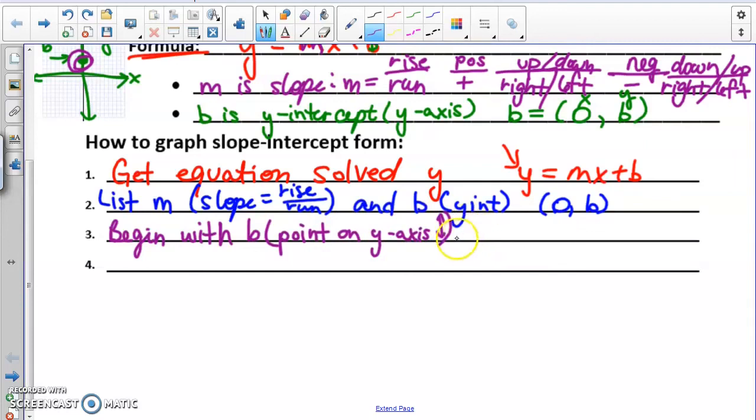And then we're going to use our slope, so use m from that point. So from that point of b, it's whatever 0 and then b. All right, our very last bit is we're going to have to remember to make a long line with arrows on each end.